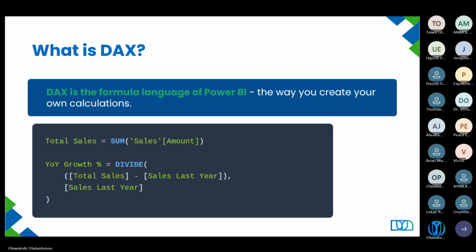So a data analysis expression is the formula you create yourself. It is a calculation you create yourself, like the example I'm showing here, total sales. Let's say you have an amount column in a sales table, and you want to know the total amount, the total sales you made in the month of May.